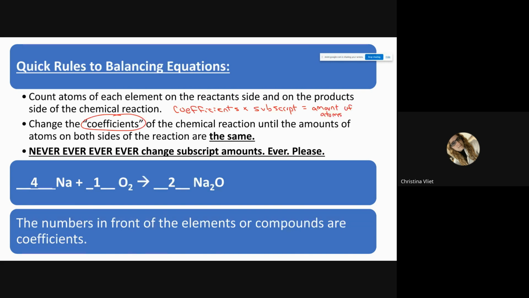And so this is an example. Where you see the underlines here is the coefficient. It's in front of each element or compound. This is 4 times 1, that's 4 sodium. This is 1 times 2, that's 2 oxygen. And this is 2 in front of Na2O. If you see a coefficient in front of a compound, that coefficient has to be distributed throughout the compound to get the total number.